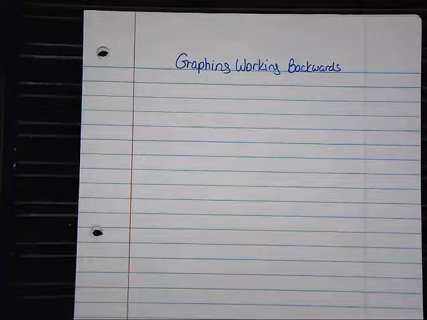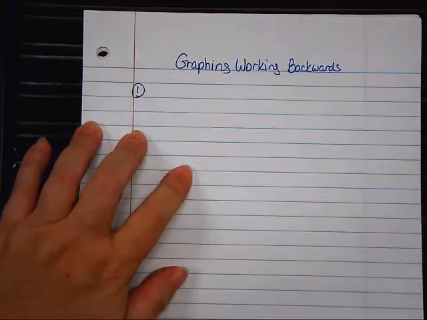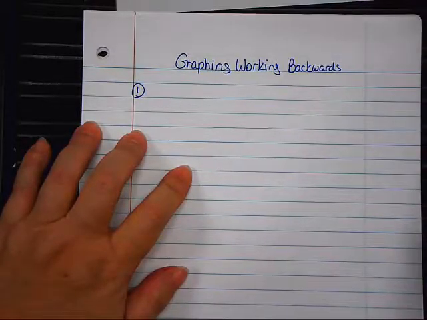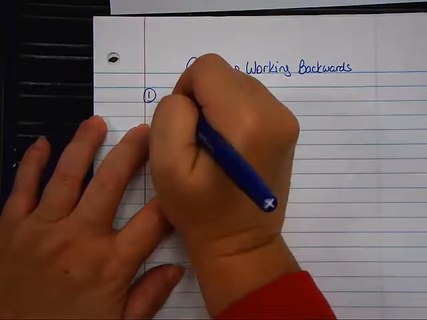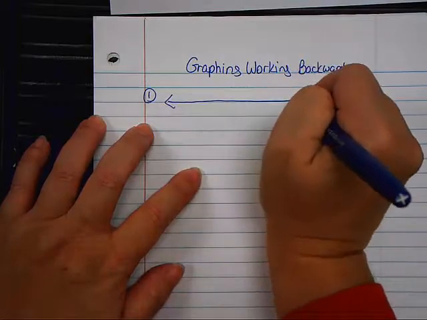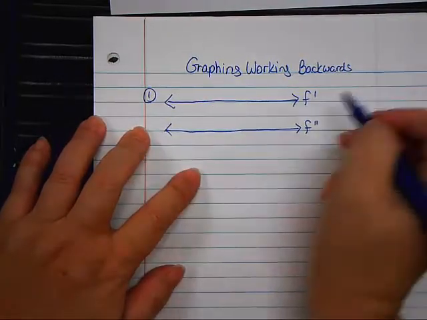Okay? We're going to start with number 1 on this worksheet. What I need you to do, please, is just to take number 1 and copy those 2 number lines onto your notebook paper, exactly as they're written. We have an F prime number line, and right underneath, an F double prime number line.